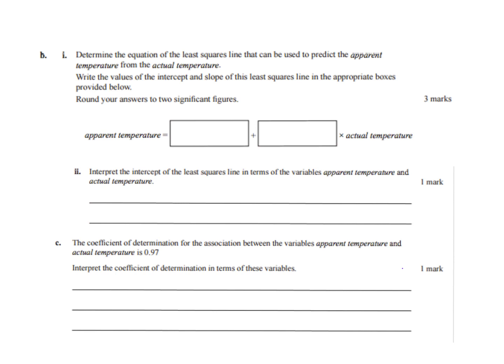Okay, next it's asking us to determine the equation of the least squares regression line, and it's asking us to 2 significant figures.